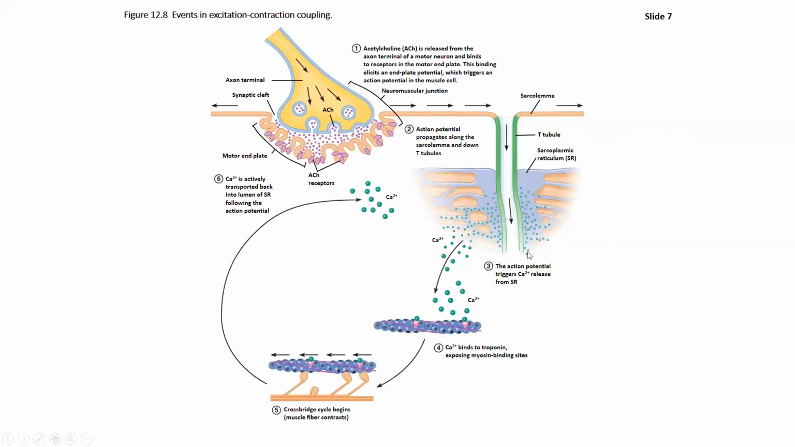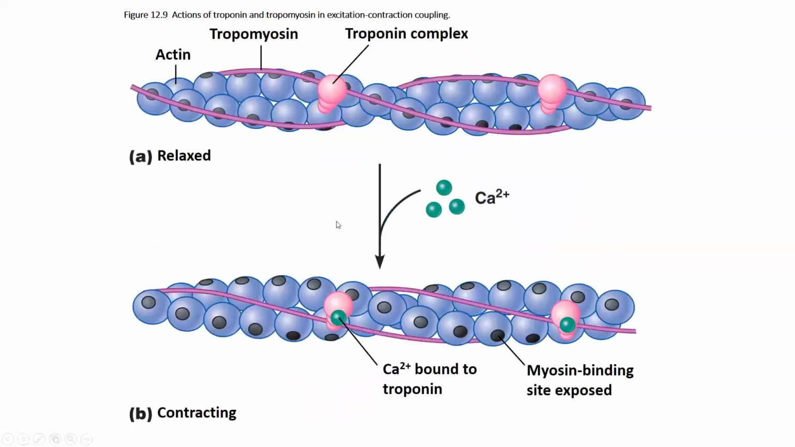So that pumping of calcium back into the SR is what ends this entire process of muscle contraction and puts the muscle back at rest by covering up those binding sites once again. Okay. And here we can compare the tropomyosin and troponin in the relaxed state to tropomyosin and troponin while muscle is contracting.